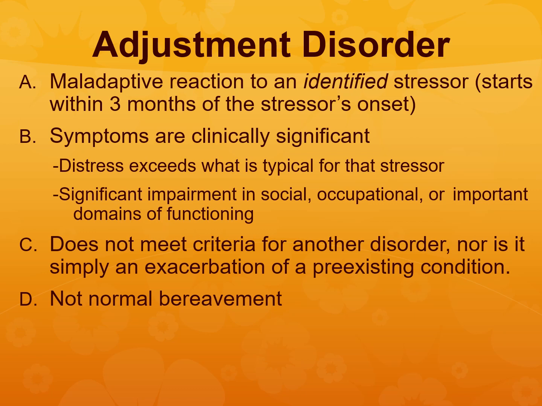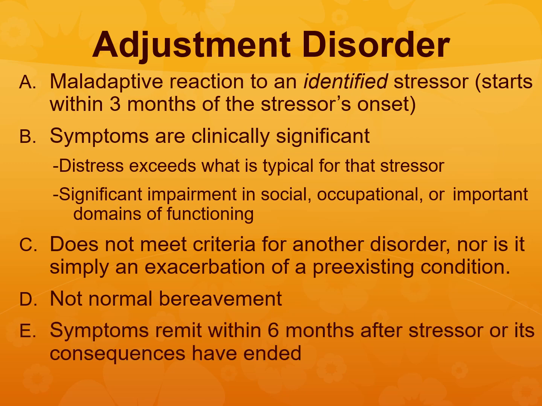You also would not give adjustment disorder if they're having a normal response to having lost a loved one, or bereavement. And for it to be adjustment disorder, we would expect that after the stressor is over, and when I say the stressor is over, I'm also referring to the consequences of that stressor, once the stressor and its consequences have ended, within 6 months we should see that the symptoms of the adjustment disorder have also ended. This is basically saying that if you are really and truly having this response as a result of the stressor, and the symptoms have not exacerbated to the point of becoming a new disorder, then when the stressor and the consequences have ended, so too should the symptoms related to it.